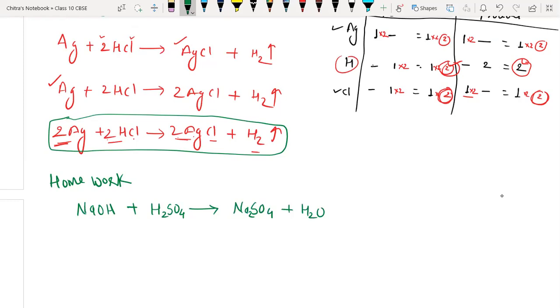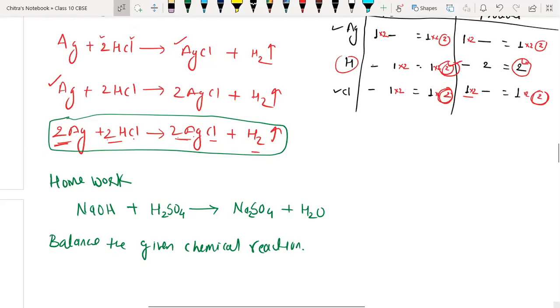Okay, so this is the reaction you have to balance. So I'm going to write here: balance the given chemical reaction. Okay, so this is homework.